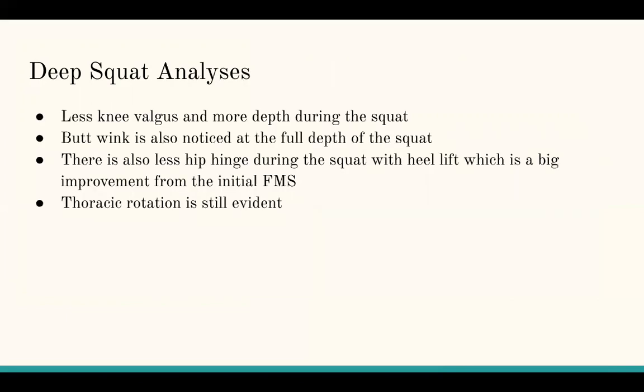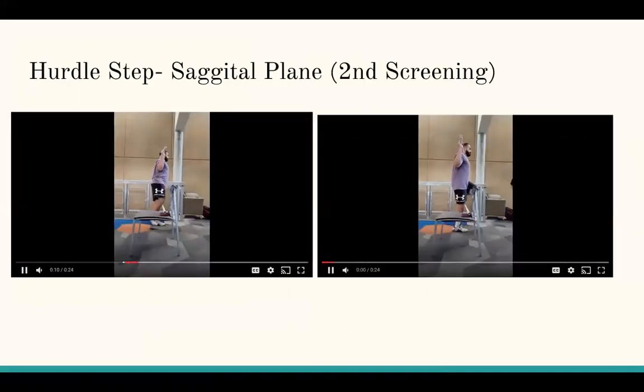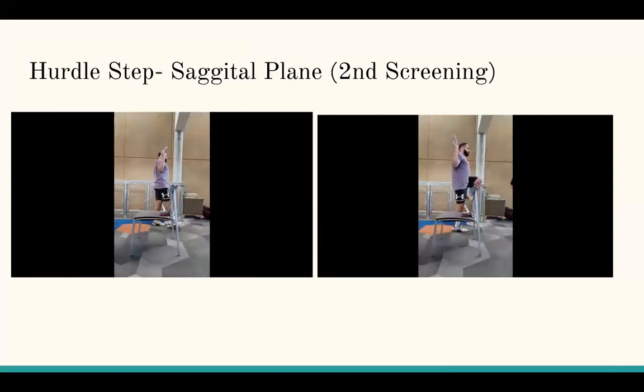And for the deep squat analysis, there's less knee valgus and more depth during the squat. We've also noticed that at the full depth of the squat, there's less hip hinge with heel lift, which is a big improvement from the first screening of the initial FMS. There's also thoracic rotation still evident. And this is a hurdle step.